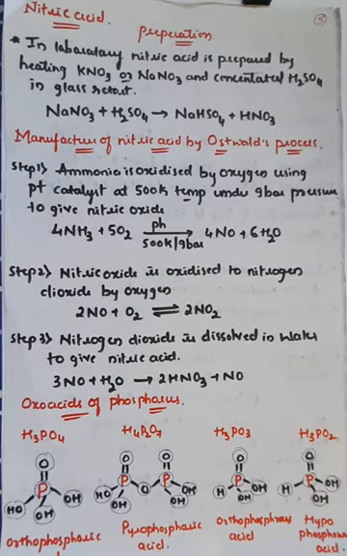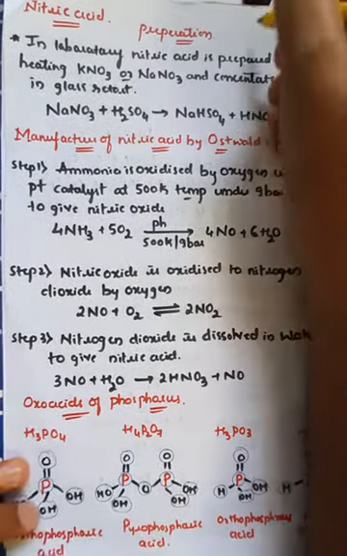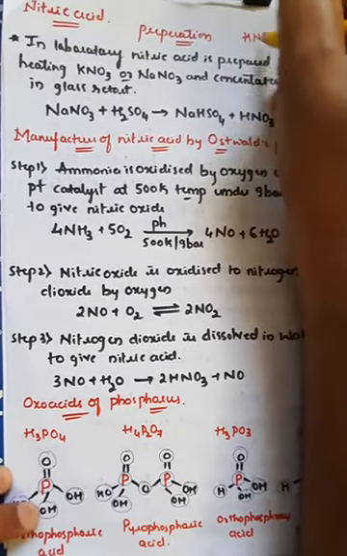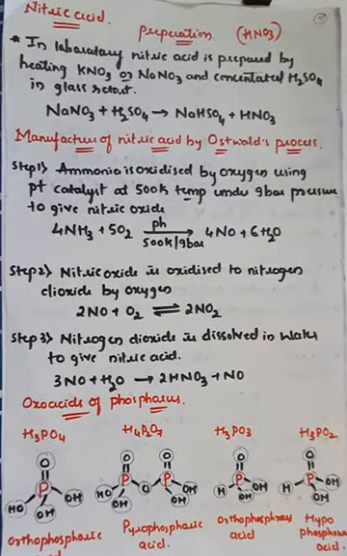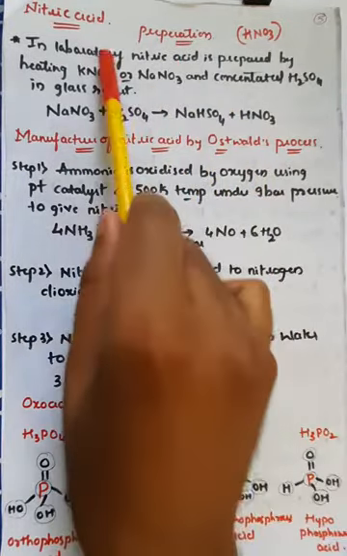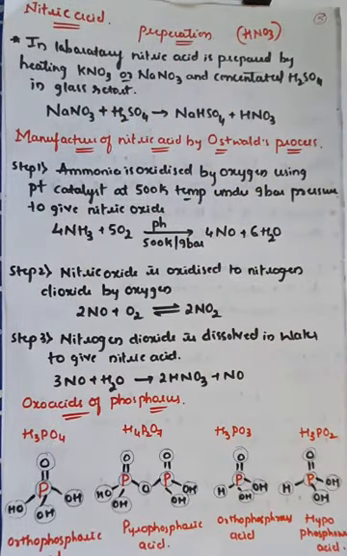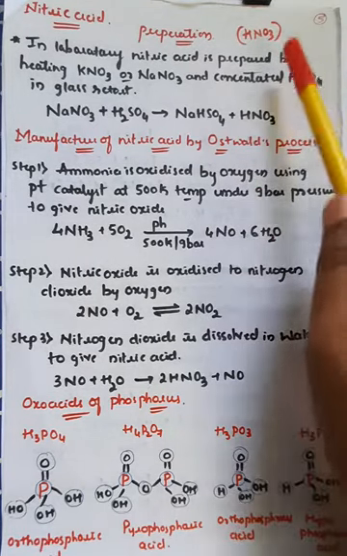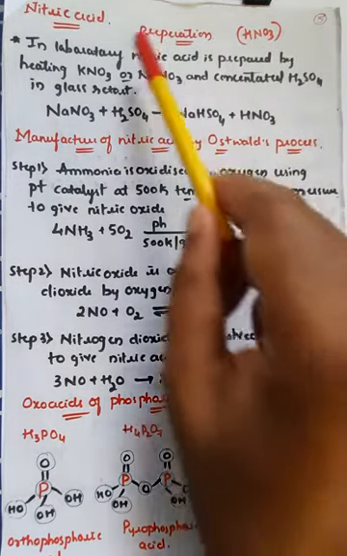So nitric acid means HNO3. HNO3 can be prepared by two methods. One is the laboratory scale, and the laboratory scale is very simple. In the laboratory, nitric acid is prepared by heating KNO3, potassium nitrate, or sodium nitrate, NaNO3, along with concentrated H2SO4, right? So in an acidic medium like H2SO4, we can prepare HNO3.